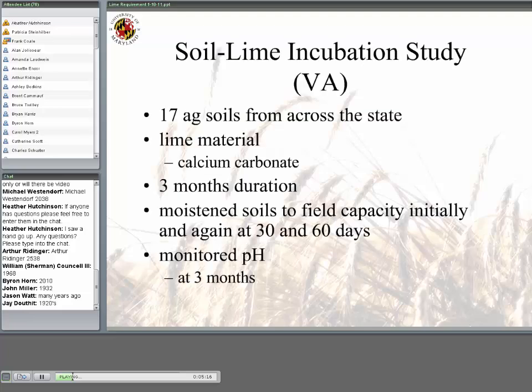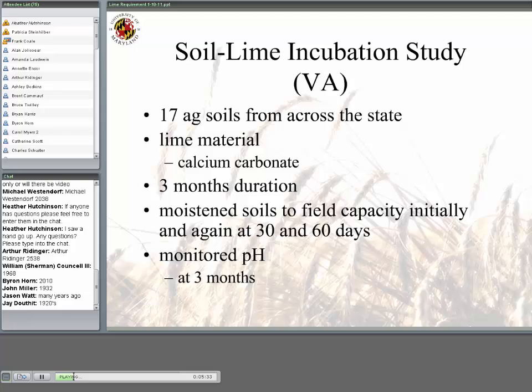Now, soil lime incubation studies have also been done in many locations. And this is some data from Virginia. They actually brought soils in from 17 locations across the state, each of which represented, in their opinion, important agricultural soils.